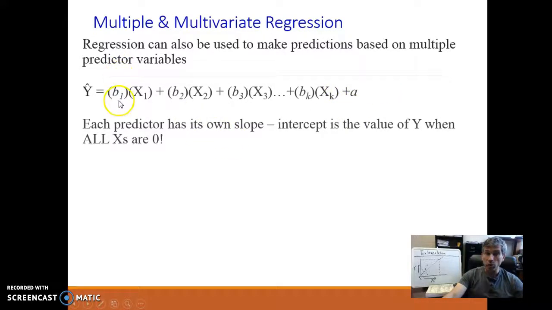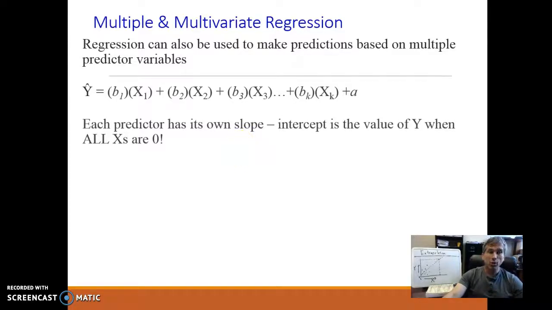You multiply the slope of that specific variable by the score on that variable. You add them all together, and then again you add the y-intercept. And the y-intercept would be the value of y when all the predictors are zeroed out, when all of them are at 0. So again, it's a little bit trickier to calculate by hand.